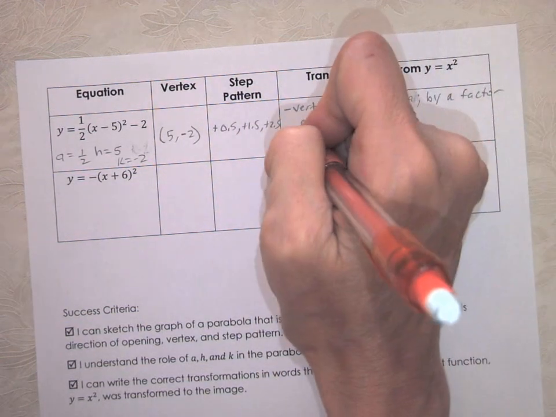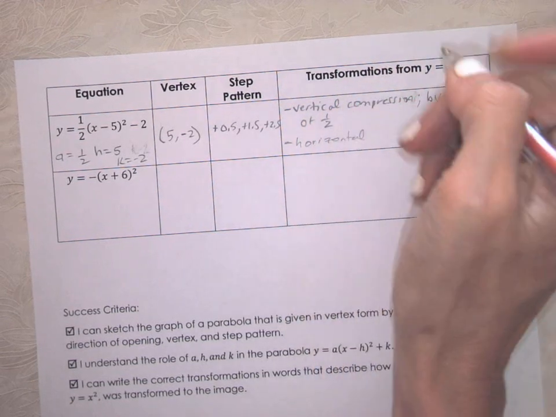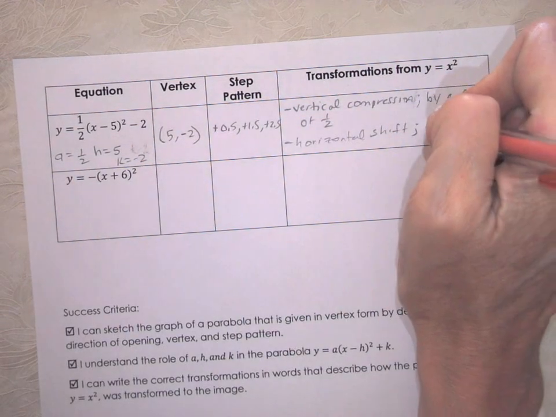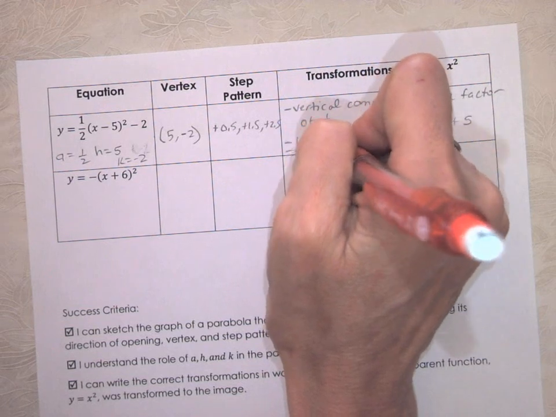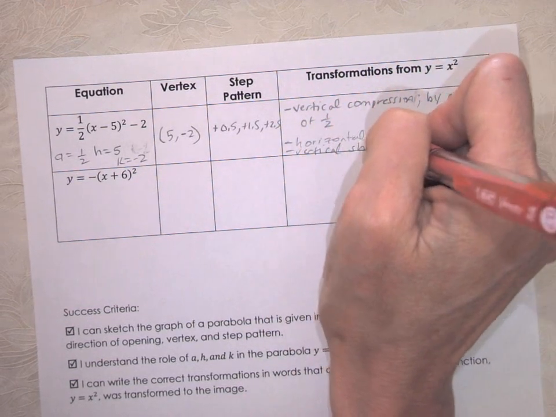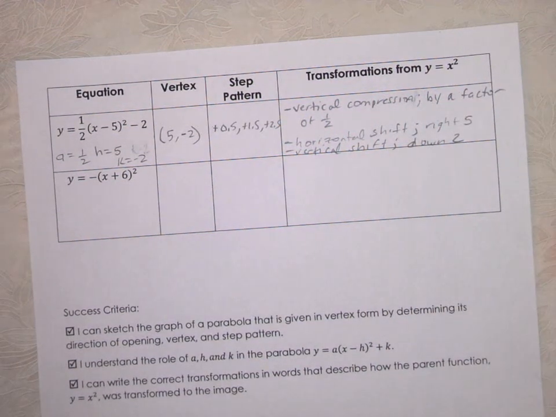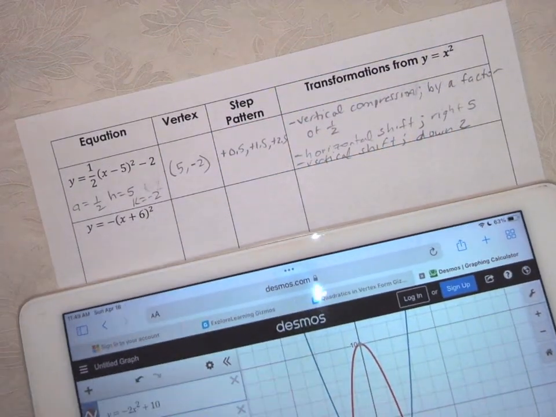And we have a horizontal shift, and that is right 5. And we also have a vertical shift, down 2, and then I'm going to go on Desmos again, type it in, and see if I get what I think I should have gotten.